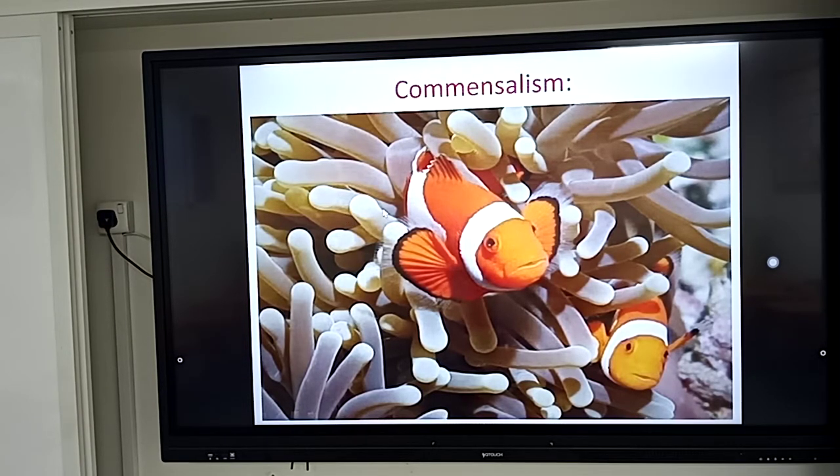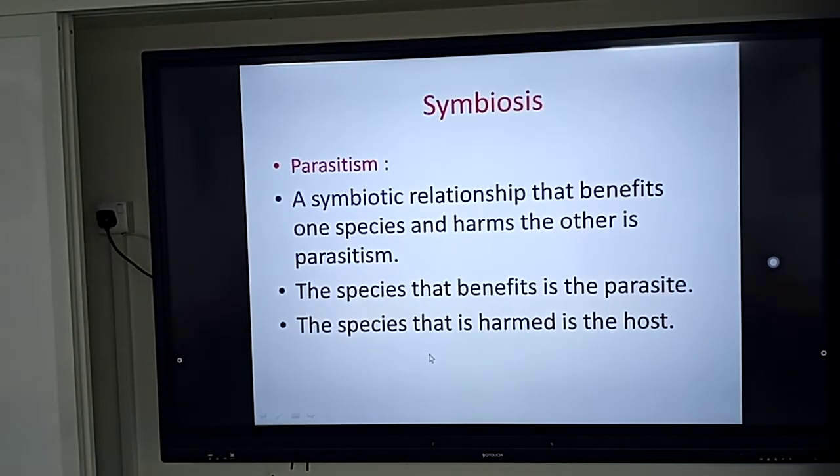Okay, the coral reef in the picture does not get any benefit or harm. It isn't affected by this relationship. This is called a commensalism relationship. One organism, which is the fish, benefits from this relationship, but the other organism doesn't get any benefit. Okay? The second one is called parasitism.